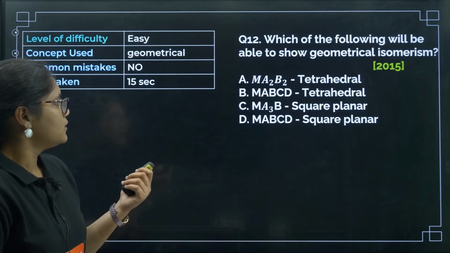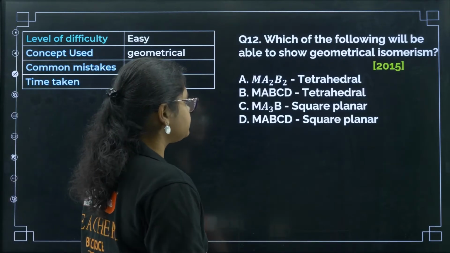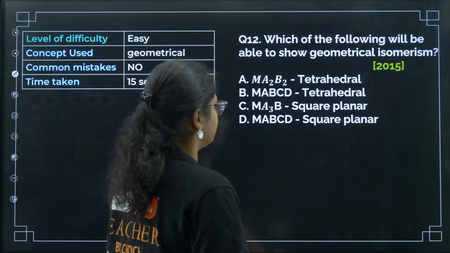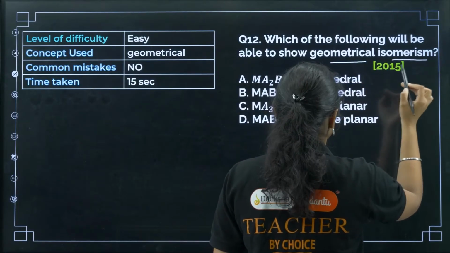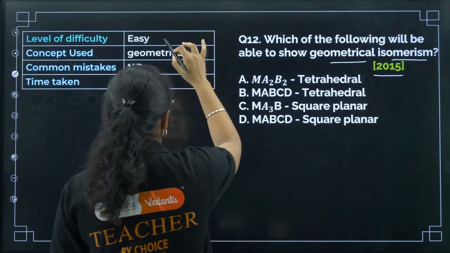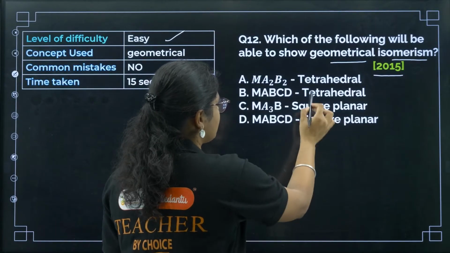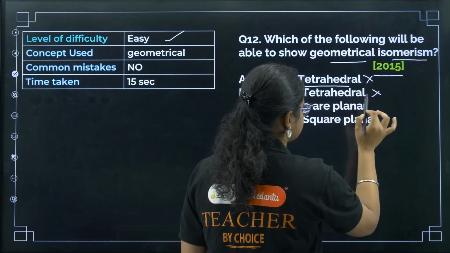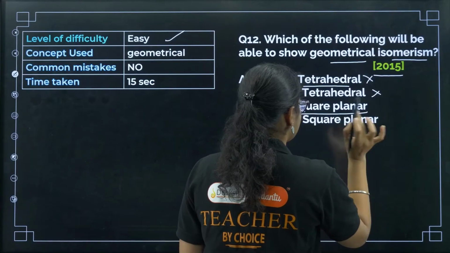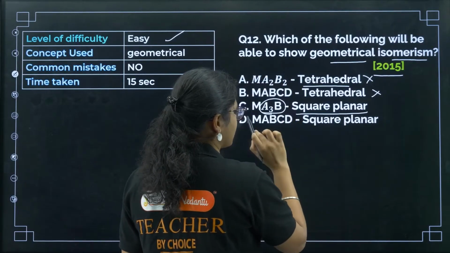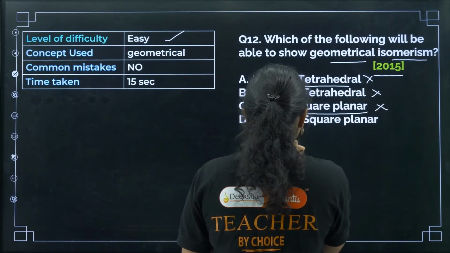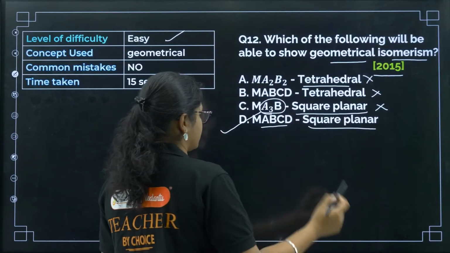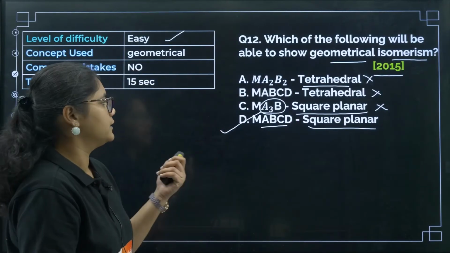Okay. Next, question number 12. Which of the following will be able to show geometrical isomerism? So question was asked in 2015. This is a super easy question. So tetrahedrals do not show geometrical isomerism, so we can eliminate them. Square planar can show, but it should not be of this type, MA3B, that is also not there. MABCD, that can show, so correct answer is option number D here.